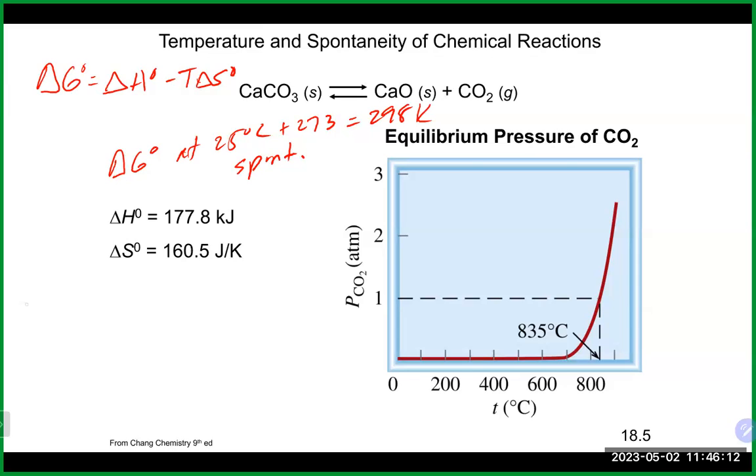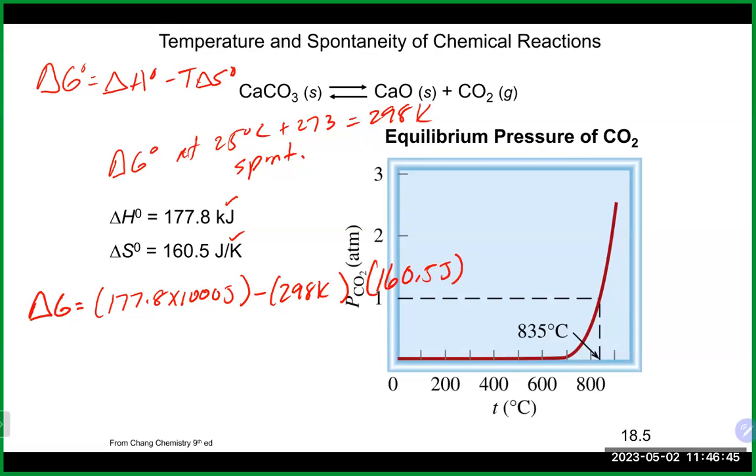So let's go with our delta G here, which is going to equal... I am personally going to multiply our delta H by 1,000 to convert it into joules, and I'm doing that because my S is in joules. You could obviously go the other way and convert the S into kilojoules, but you do need to do some type of conversion, whatever you like to do. Then we're going to go minus our T and our delta S, which is 160.5 joules.